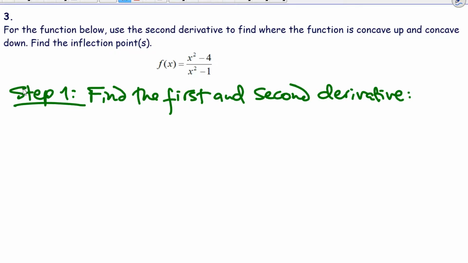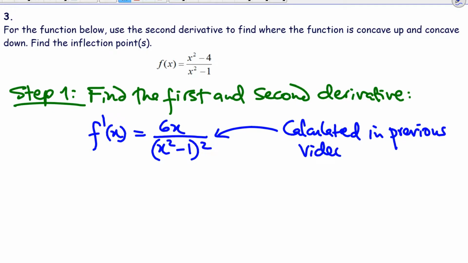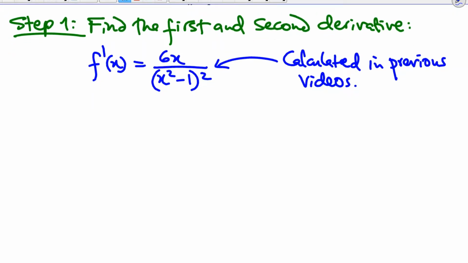Now, the first derivative for this function, which I had calculated in the previous video, is 6x over (x squared minus 1) squared. So this was calculated in one of the previous videos. I had already calculated that. So I'll just go ahead and work out the second derivative from this first derivative.